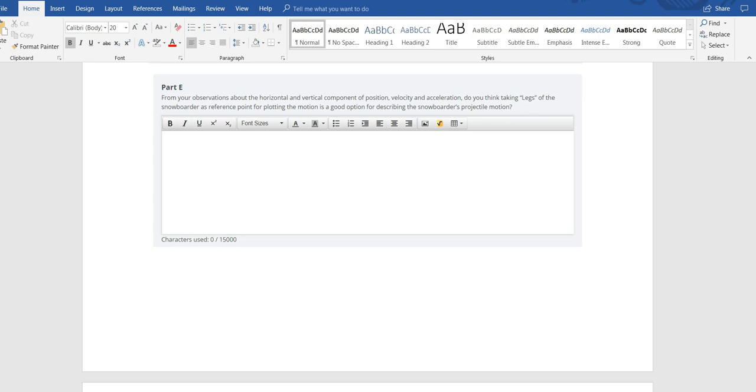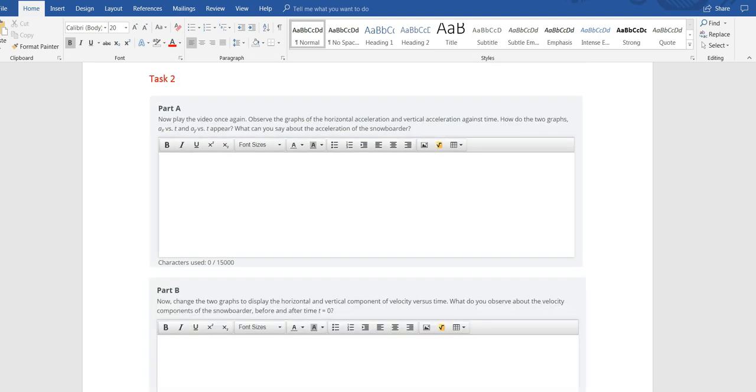You want something that's going to be a stationary point on the object you're measuring. If it's not stationary, if it's moving around, changing shapes, that's an issue. So maybe bring that up in your discussion for part E. Now task 2 part A.